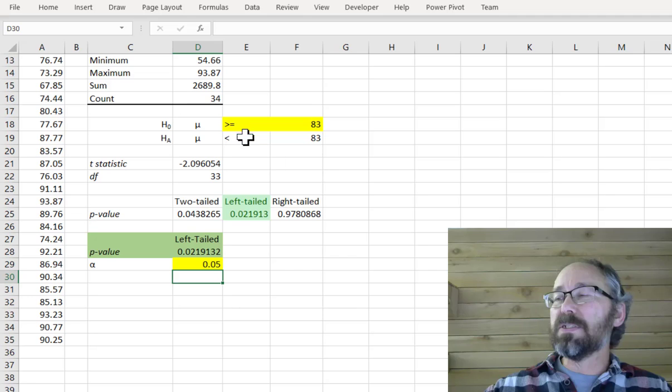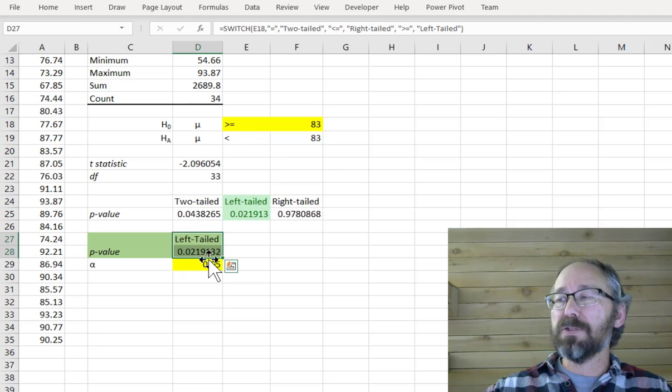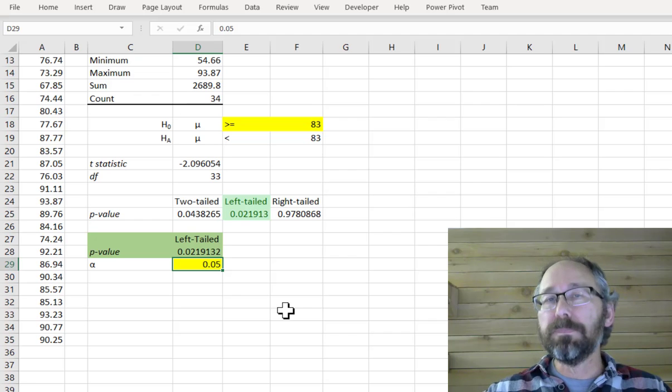So since we have this set up, we can immediately go down to our answer here, and we can compare it to that alpha. So the alpha is 0.05, and we see that the p-value for the left-tailed test is 0.02. It's smaller than the alpha, so we can reject the null hypothesis.